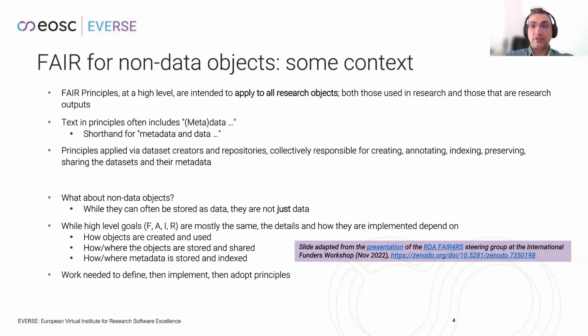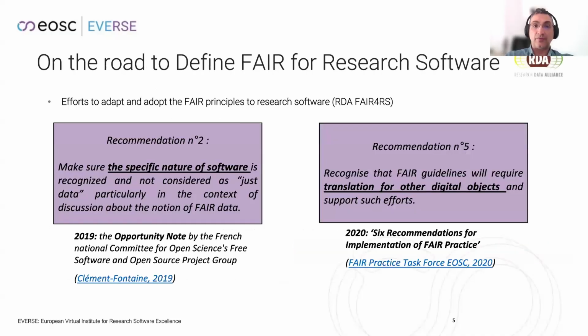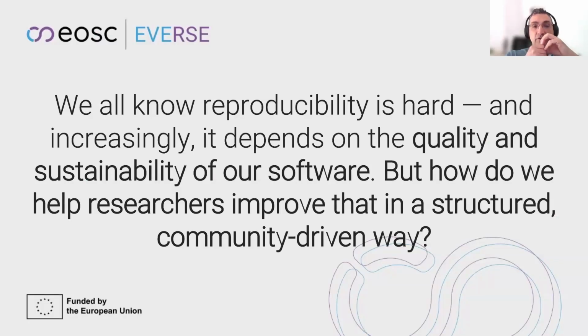And this is where this whole discussion about applying FAIR principles for research software popped up, with an effort starting within RDA for a few years, leading to a very well-defined set of the FAIR principles for research software. Already, a lot of those were in place and defined across different communities, like the one in the French National Committee for Open Science in 2019, as well as in the FAIR Practice Task Force in the European Open Science Cloud, EOSC, in 2020. But all of those connections essentially going back to a very fundamental question.